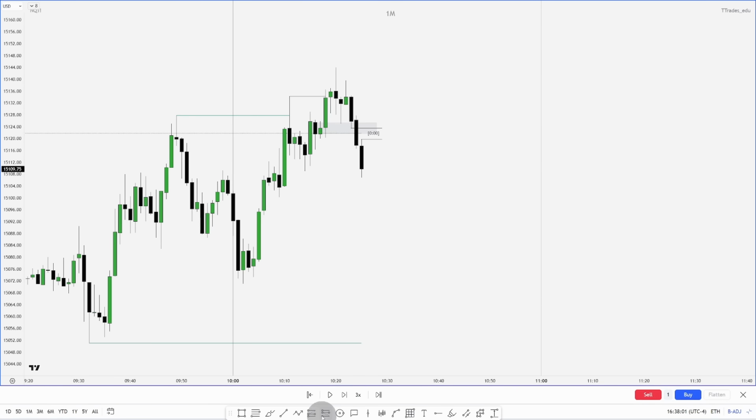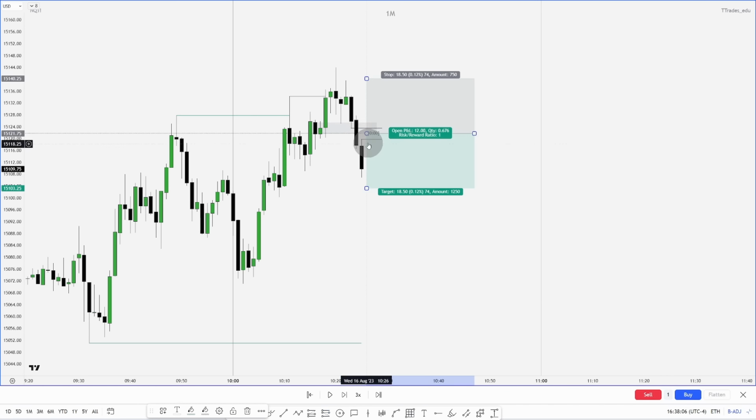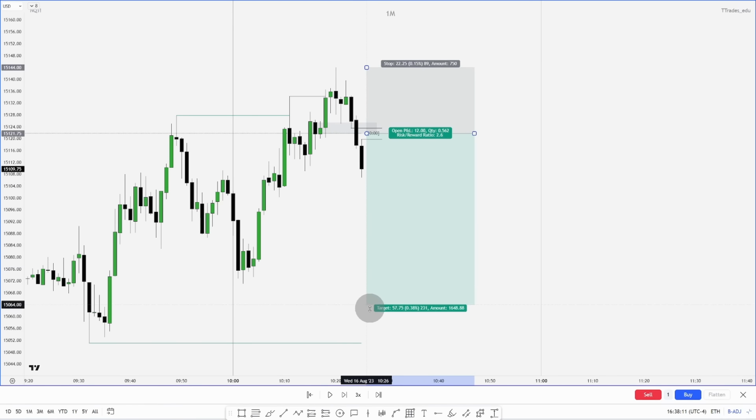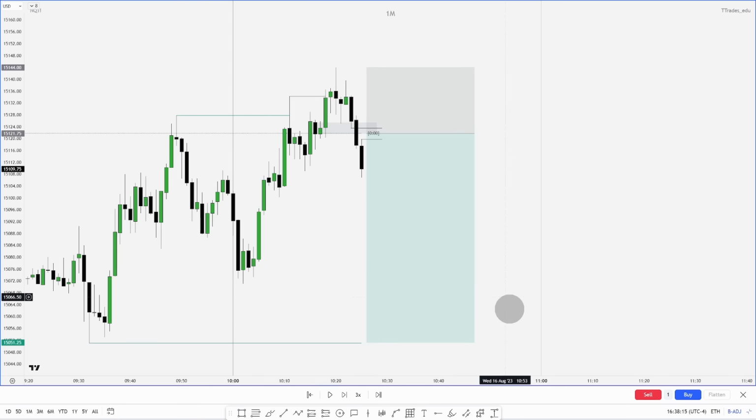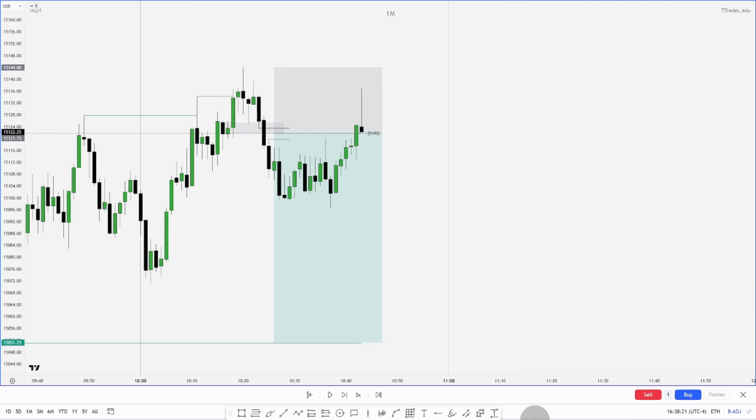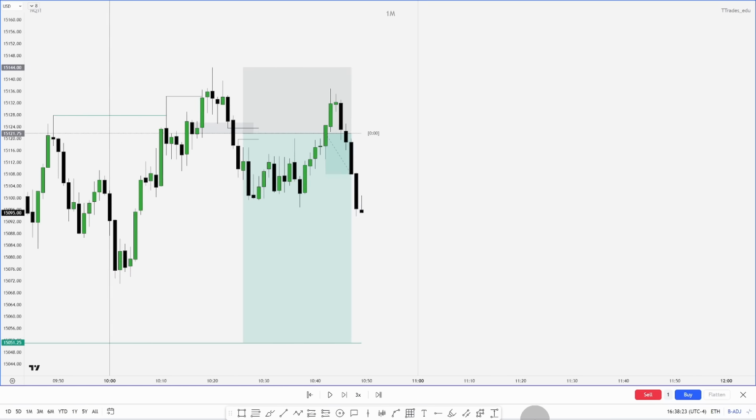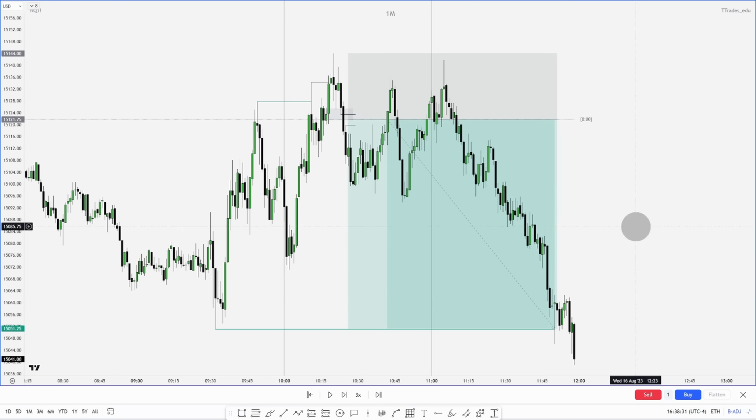So what I'll do is I'll look to take a short entry. We'll use the midnight and the consequent encroachment there, my stop on this high, and where am I targeting? The other side of this previous hour's candle. That is our first example.